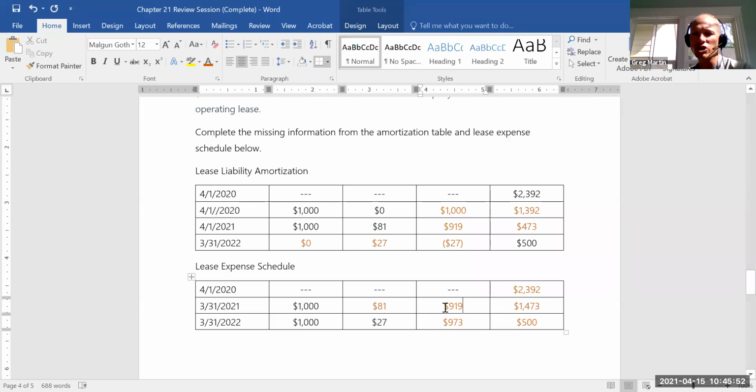And then the amortization is just the difference between the lease expense and the inferred interest. And of course, then we subtract the amortization in order to get the updated carrying value.